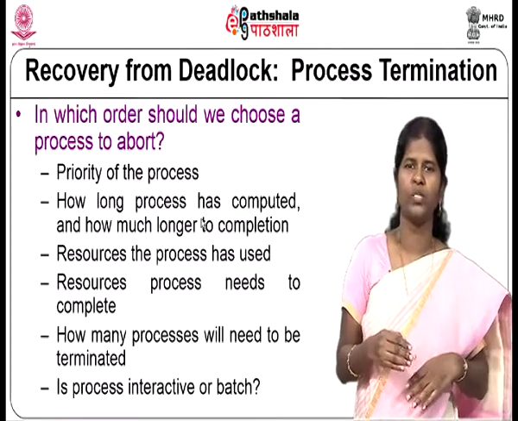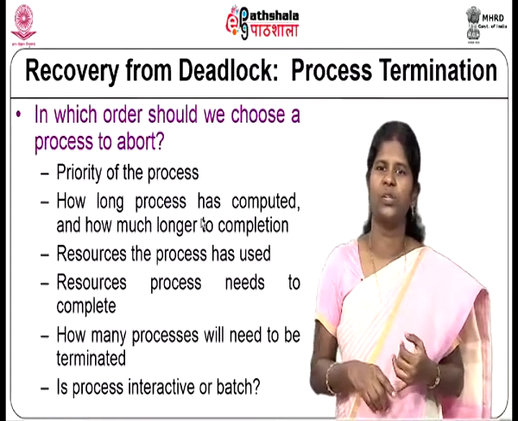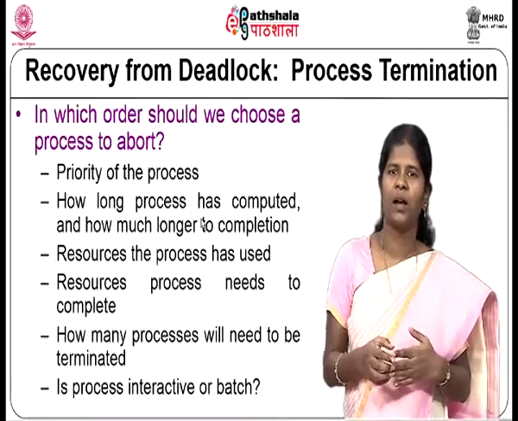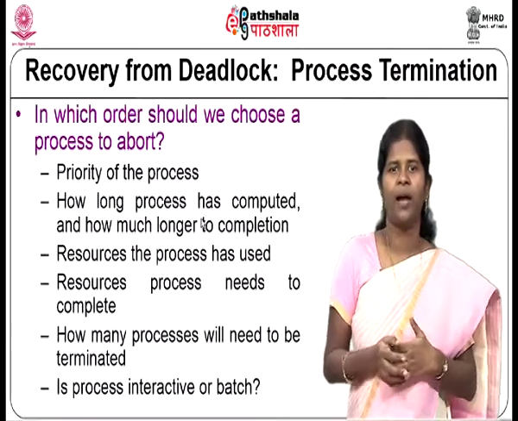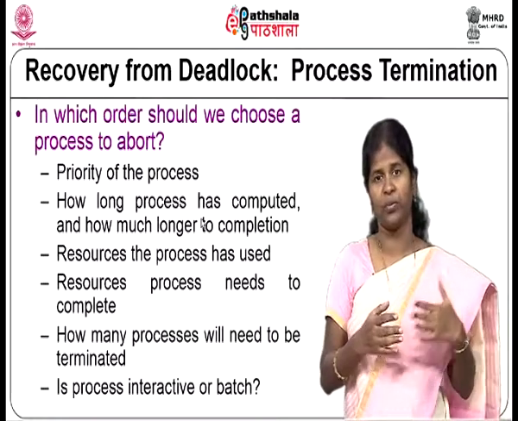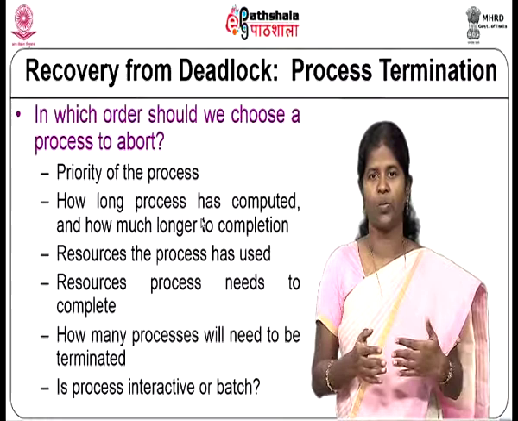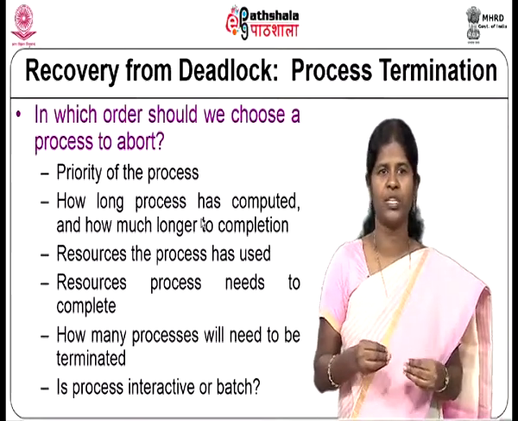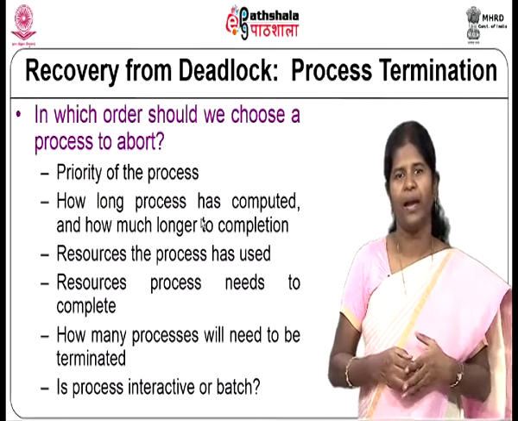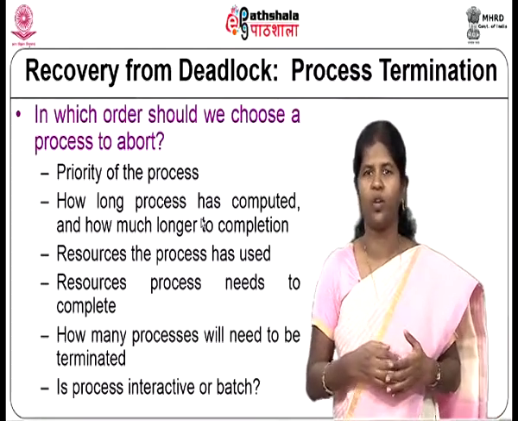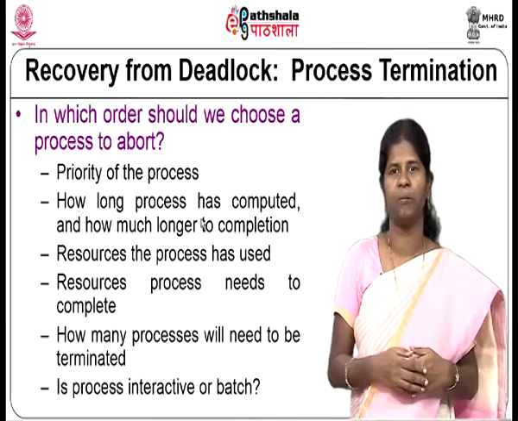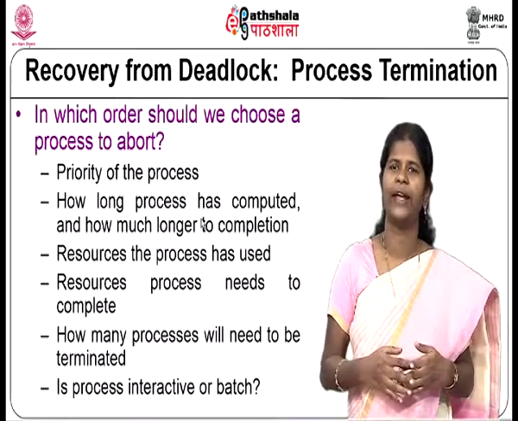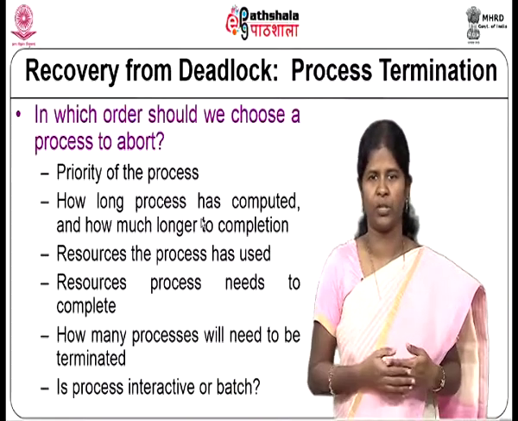Another way in which you choose a process is that you find out how many computations it has completed. If a process has computed a lot, then it will not be aborted immediately. The process which has done only a small amount of computation will be aborted. You also need to find out how much longer it needs to complete. If it will complete quickly, you do not abort that process. If it will take a long time to complete, then you can abort that process.